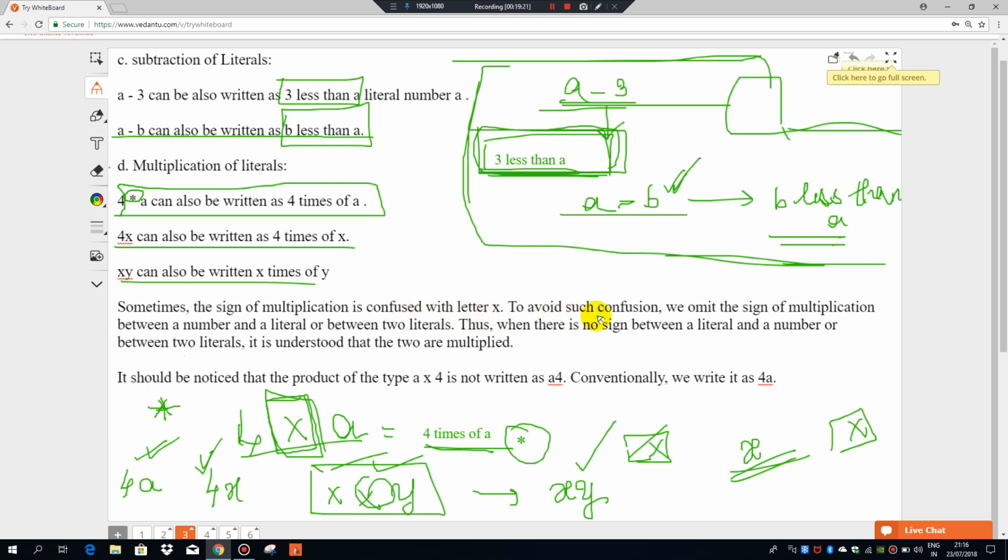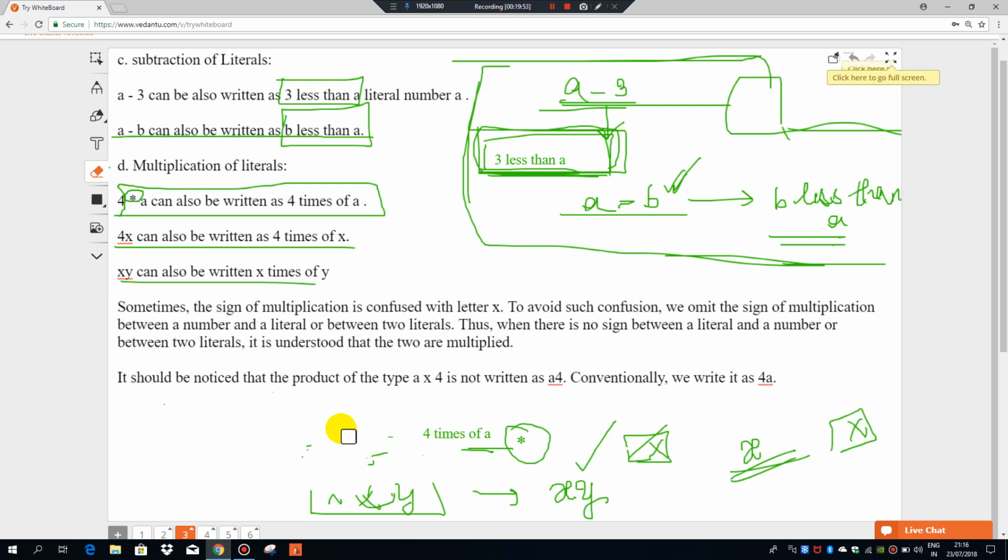To avoid such confusion, we omit the sign of multiplication between a number and a literal, or between two literals. Thus, when there is no sign between a literal and a number, or between two literals, it is understood that the two are multiplied. It should be noticed that the product of the type a into 4 is not written as a4. Here is an important thing that everyone should know.